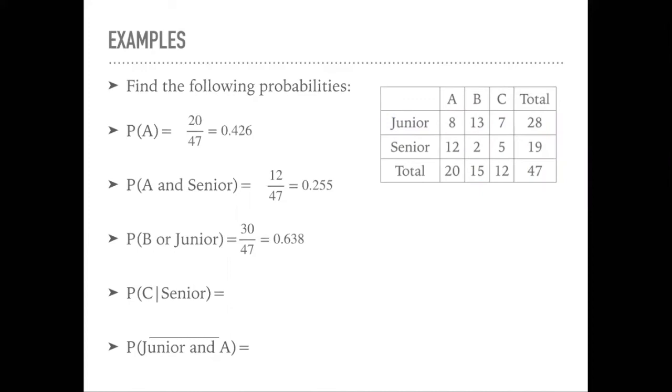Alrighty. What about the probability of getting a C given you know that it's a senior that you're selecting? Well, if we are given that it's a senior, that means we know it's not a junior.